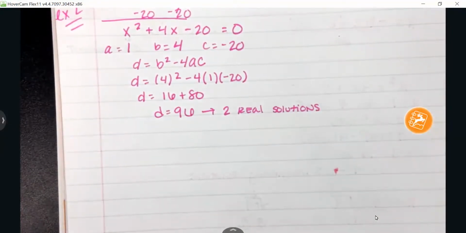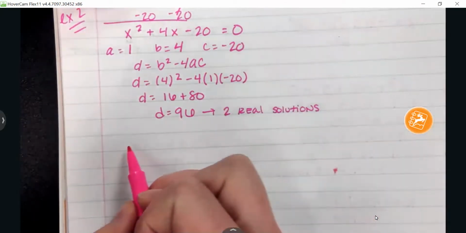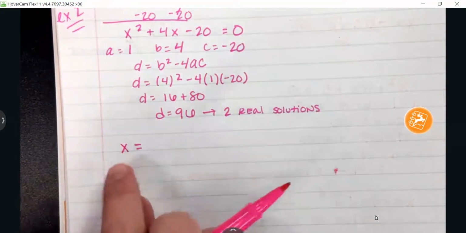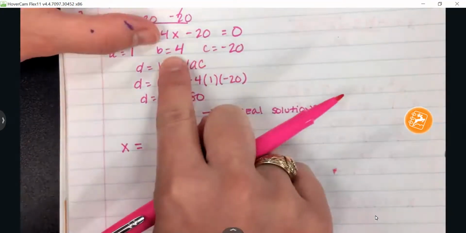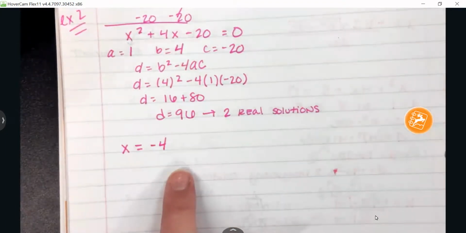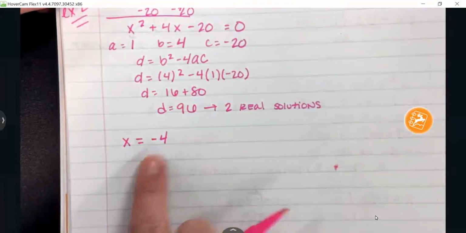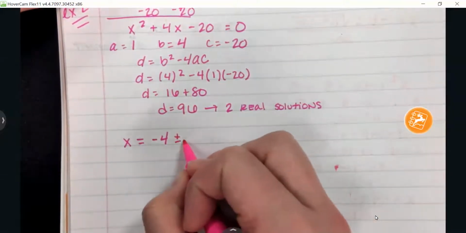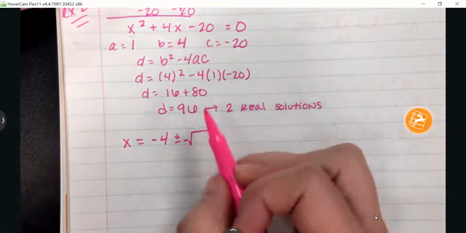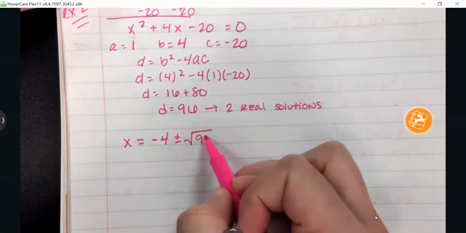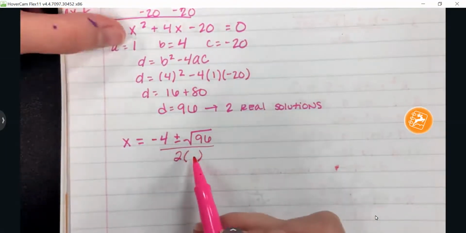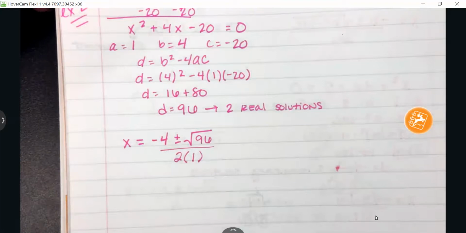Once we have our discriminant calculated, we're going to plug it into our x equals negative b. So I'm going to take my b value and make it negative. Just happens to be the same as the first one. It's not always going to be a 4. Plus or minus the square root of what? What goes in my square root? 96, my discriminant. All over 2 times A, and A again was 1.